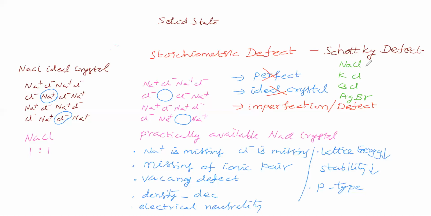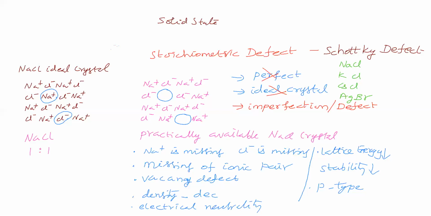Schottky defect is a type of stoichiometric defect. Stoichiometric defect means missing of ionic pairs. Due to this Schottky defect, the density of the crystal becomes low, and the lattice energy of the crystal becomes low. Density becomes low because the ion is not present. Therefore, the attraction is reduced.